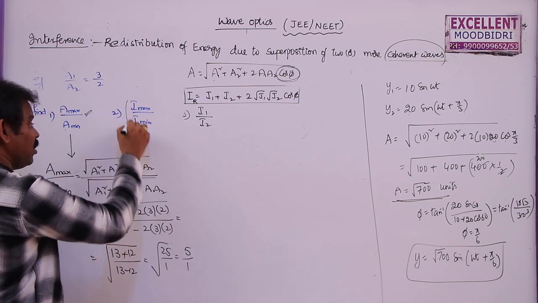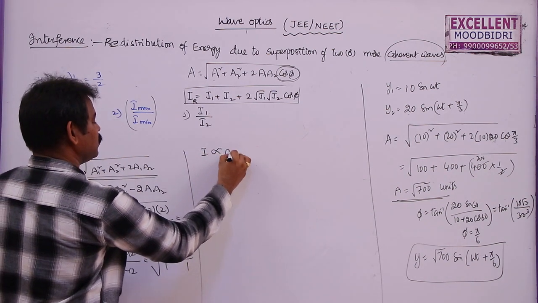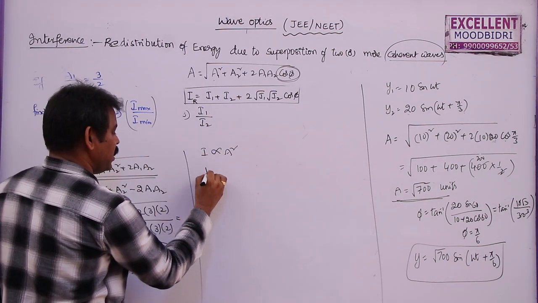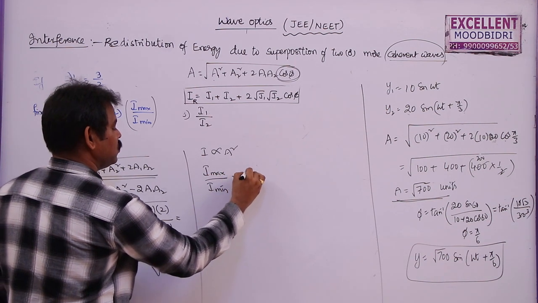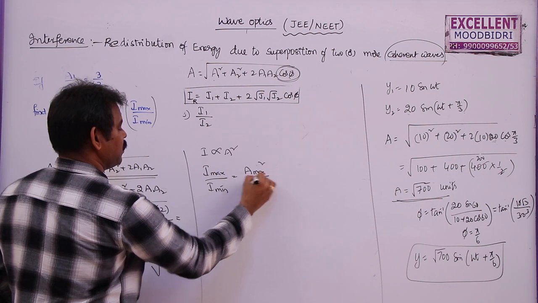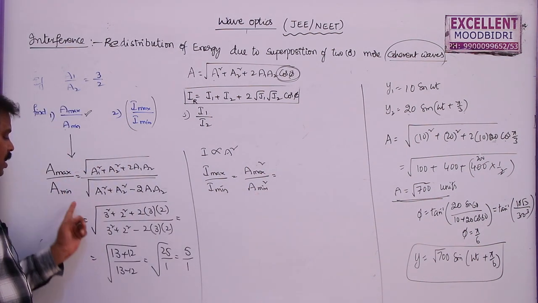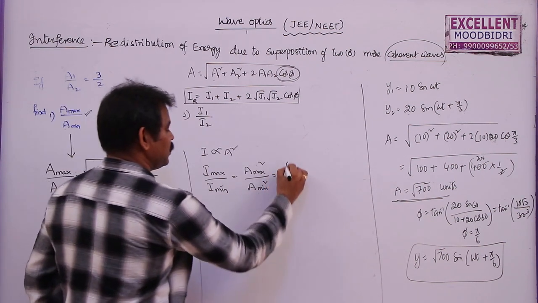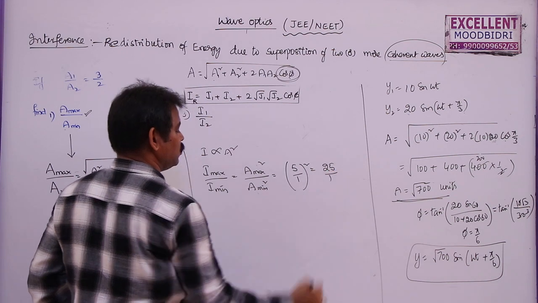What is the ratio of I max by I min? We know that intensity is directly proportional to the square of the amplitude. So I can write this as I max by I min is also equal to A max square by A minimum square. What is A max by A minimum? 5 by 1. So this can be written as 5 by 1 whole square, which is equal to 25 by 1.